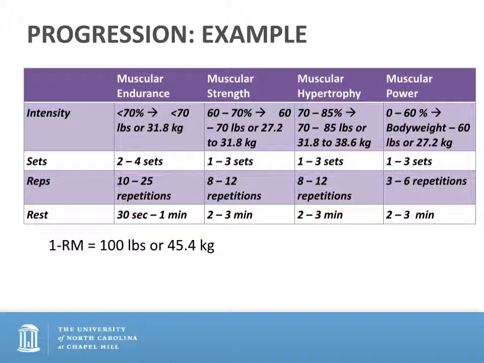And finally, let's move on to muscular power. So if a person's goal was to improve their explosiveness, they would perform either body weight or up to 60% of their 1 RM in intensity, which would correlate to either body weight exercises or 60 pounds or 27.2 kilograms. It's recommended that they perform 1 to 3 sets of 3 to 6 repetitions, so the least repetitions of all 4 of the categories, and that they rest 2 to 3 minutes in between sets.